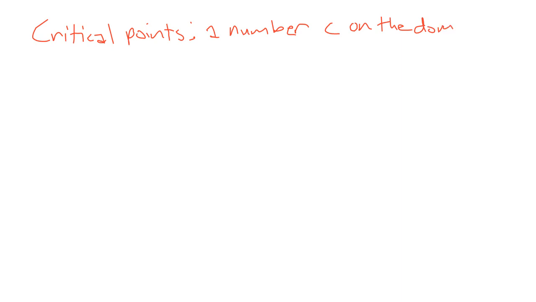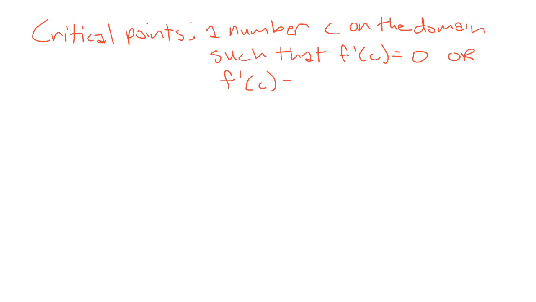The next thing we have to define are critical points. And critical points, or critical numbers, are going to be a number c on the domain such that f prime of c equals 0, or f prime of c does not exist.